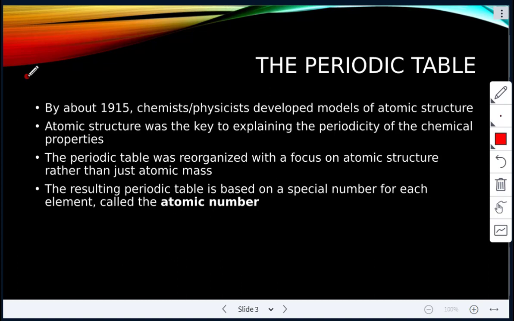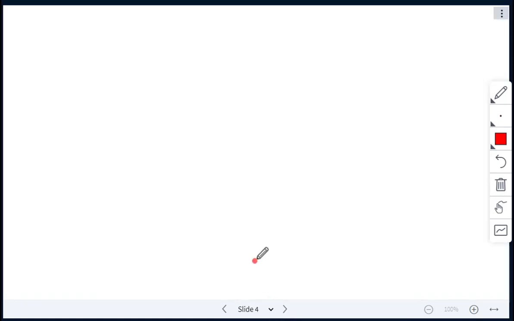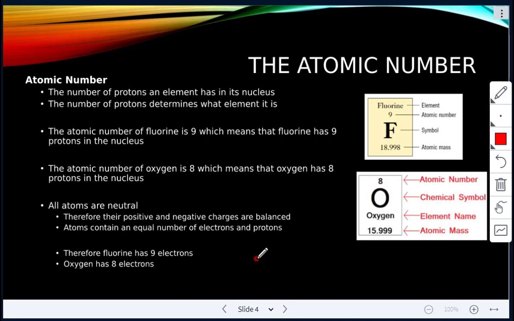By about 1915, chemists and physicists started developing models of atomic structure, and that atomic structure was the key to explaining the periodicity of the chemical properties. So the periodic table was reorganized with a focus on atomic structure rather than just the atomic mass. The resulting periodic table is now based on a very special number for each element, called the atomic number. So what is the atomic number?